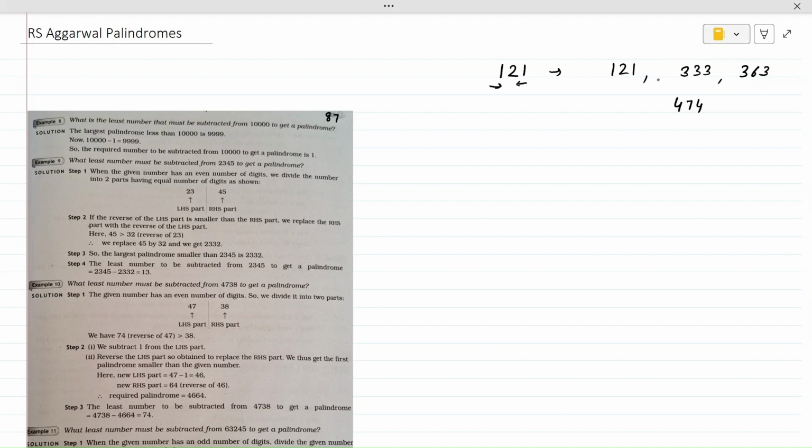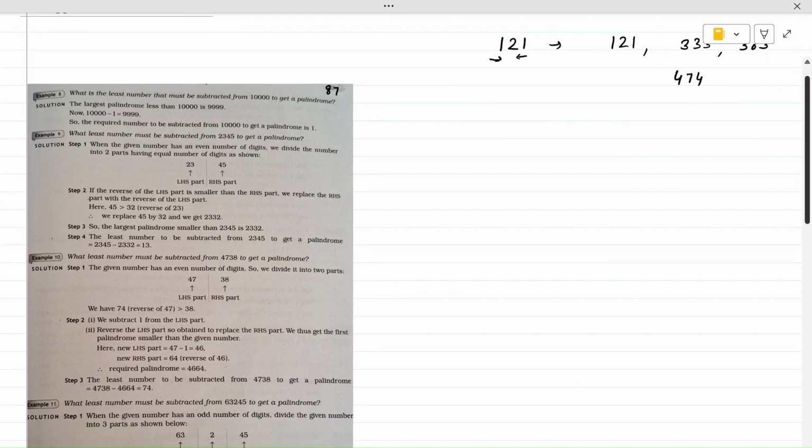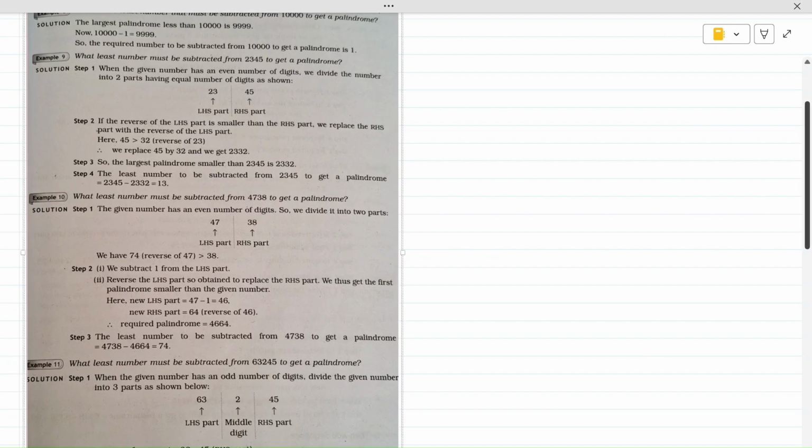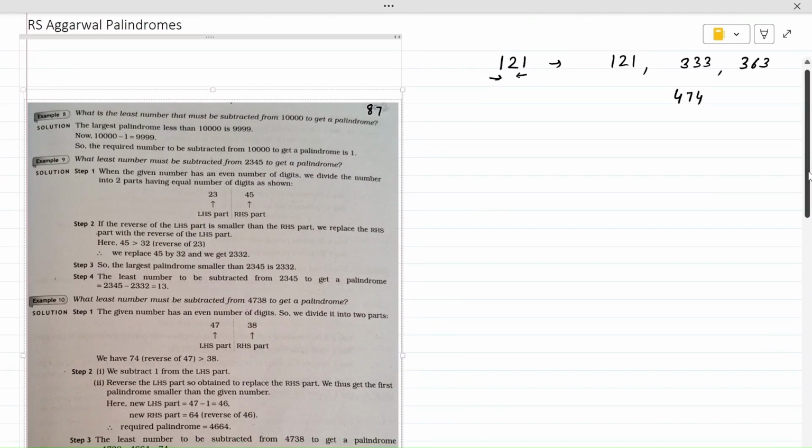Now, in R.S. Aggarwal, we have a few more practice questions on palindromes which we are going to take today. Okay, so let's start with this. This is page number 87 of the book, kids, which I am taking. So you can also open your book simultaneously and we can do this together. So the first question is, what is the least number that must be subtracted from 10,000 to get a palindrome?